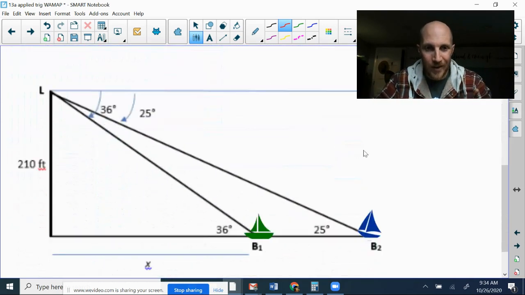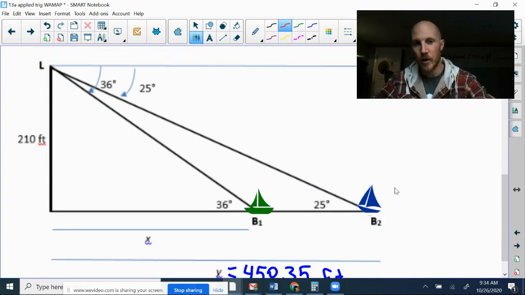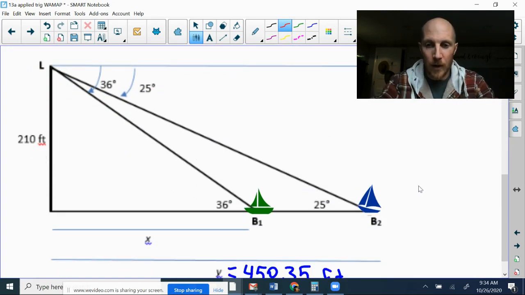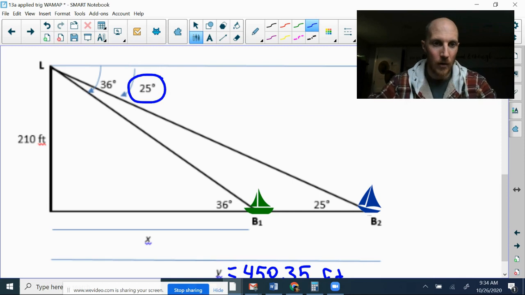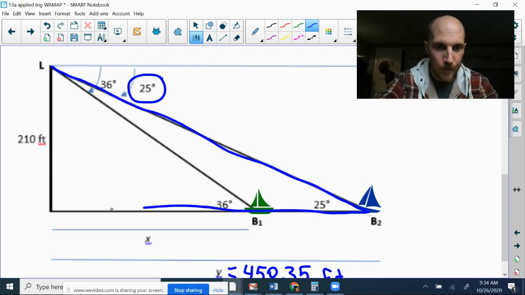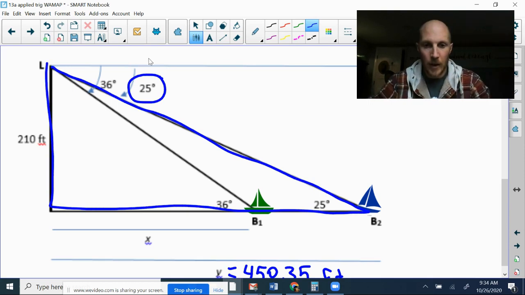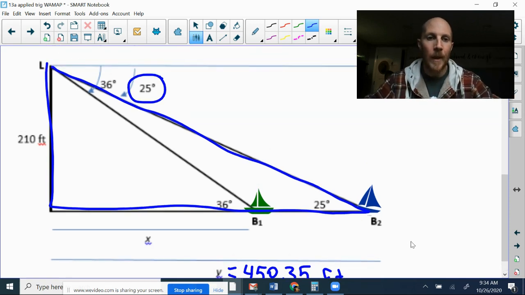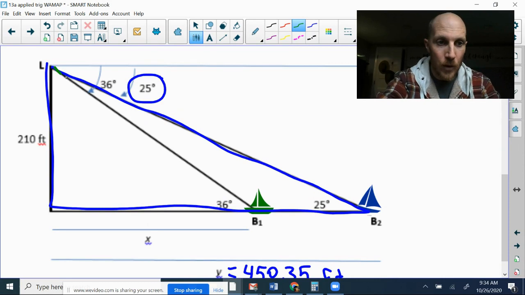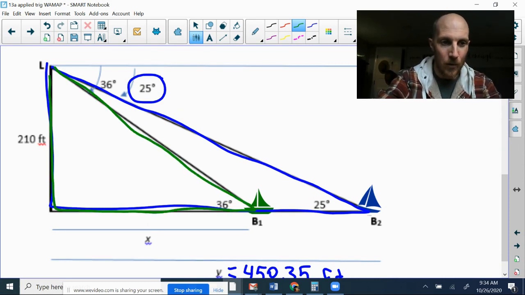Okay, so I have a nicer, neater diagram here. We already found the blue distance, the distance to the blue boat. That was the 25-degree angle of depression. So I called that y. That's 450.35 feet. I just brought that forward from the previous problem. Right now, what we need to do is find the distance to the green boat.